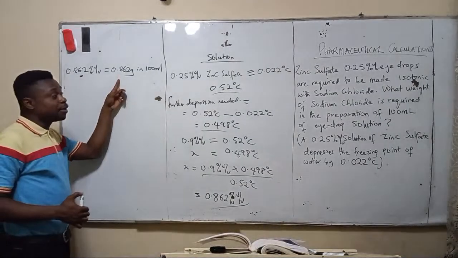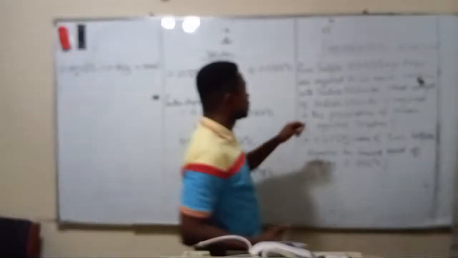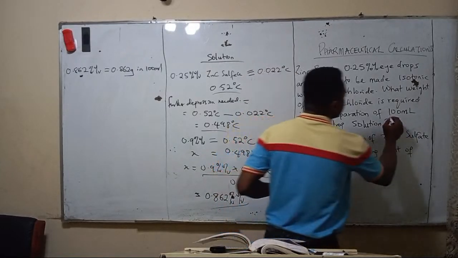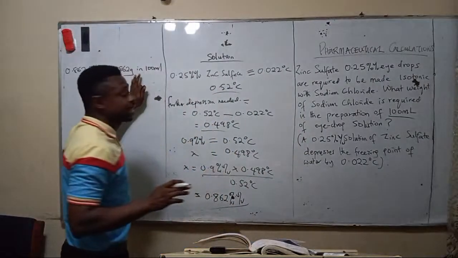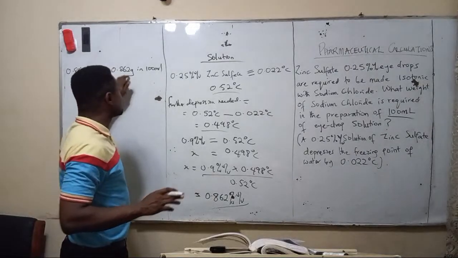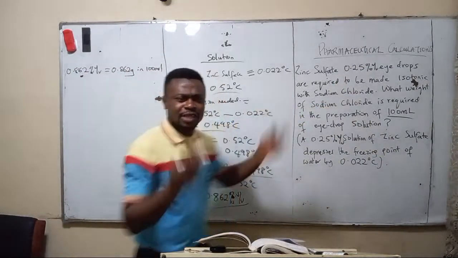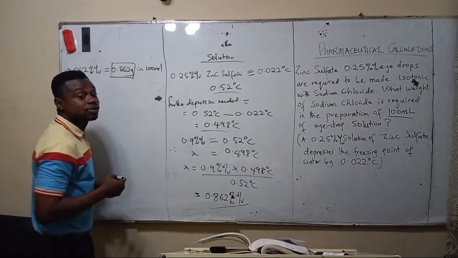Before we can do anything here, we need to check the volume of the preparation. The volume of the preparation is 100 ml, so everything is in order. We don't need to do any conversion here. This is 0.862 gram of sodium chloride in 100 ml, and the preparation is also 100 ml. So the answer is simply 0.862 gram of sodium chloride.